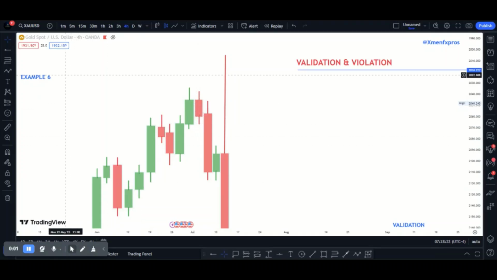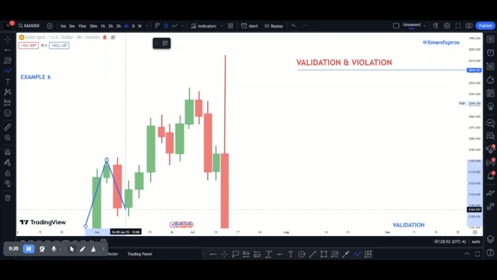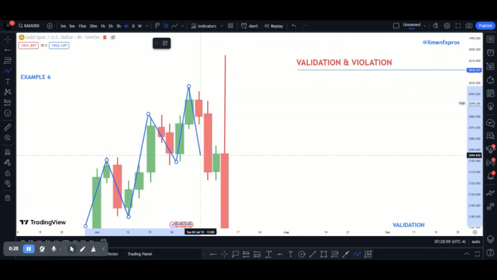So we have the last example of the validation violation example. It's just the example. I'm going to share screenshots such that you can also do homework. I took time to draw these because I've already seen them for some time. Now we can see that price here, this is the last example of this because they are unique and different. They're not types, they're just examples. Higher high, higher low, higher high, higher low, higher high, then a lower low. Then we failed to get another higher high, so price decided to spike so hard.